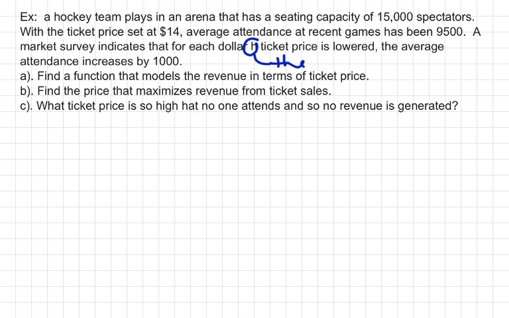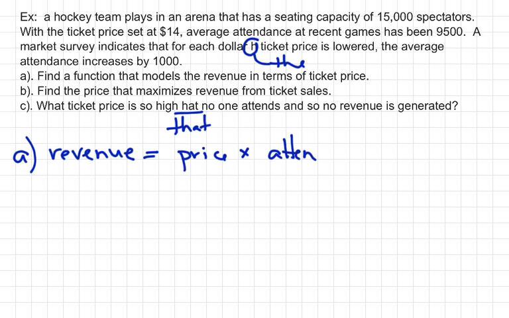Find a function that models the revenue in terms of ticket price. Find the price that maximizes the revenue from the ticket sales, and what price is so high that no one attends, and so no revenue is generated. Well, let's start with the first part. How do you find the revenue generated? Well, the revenue generated is going to be the ticket price times the attendance, or the number of tickets sold.